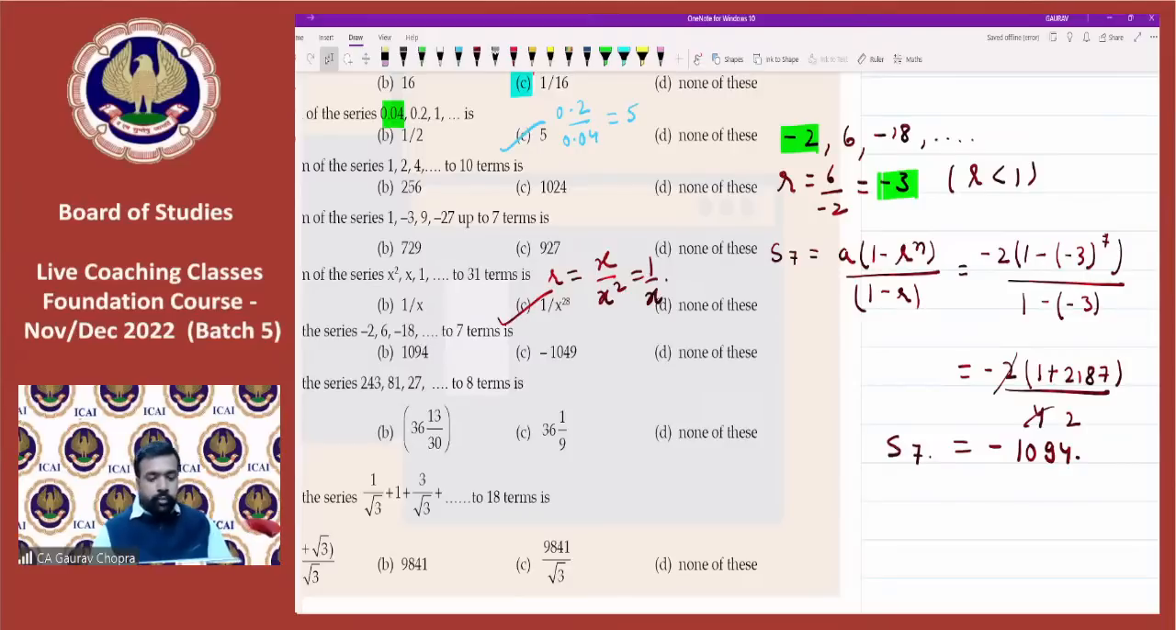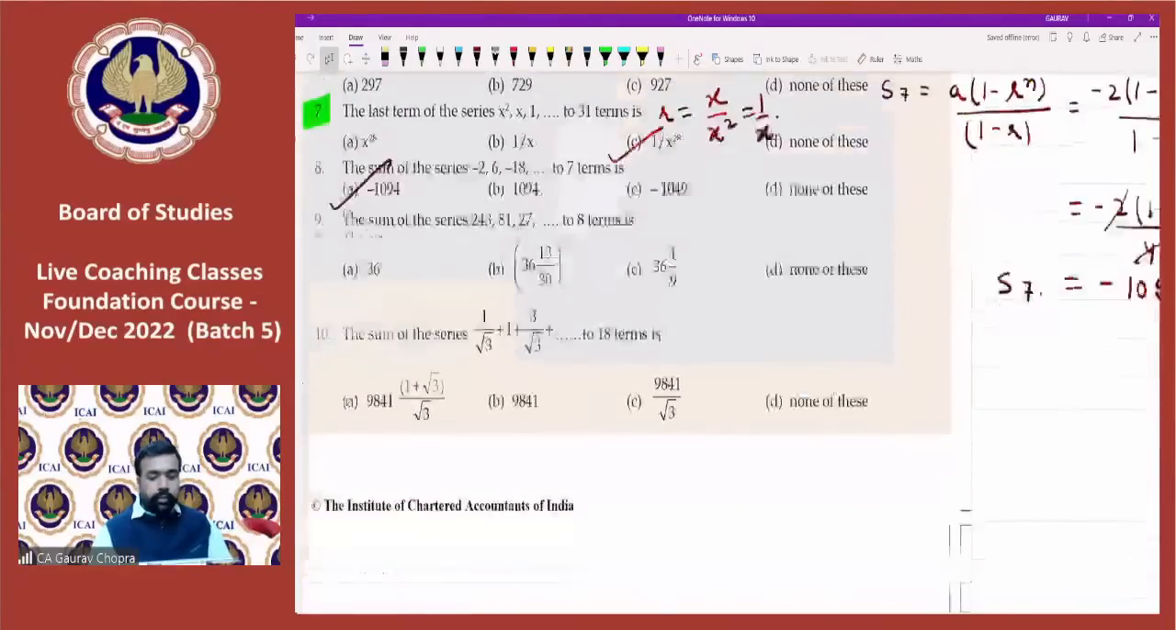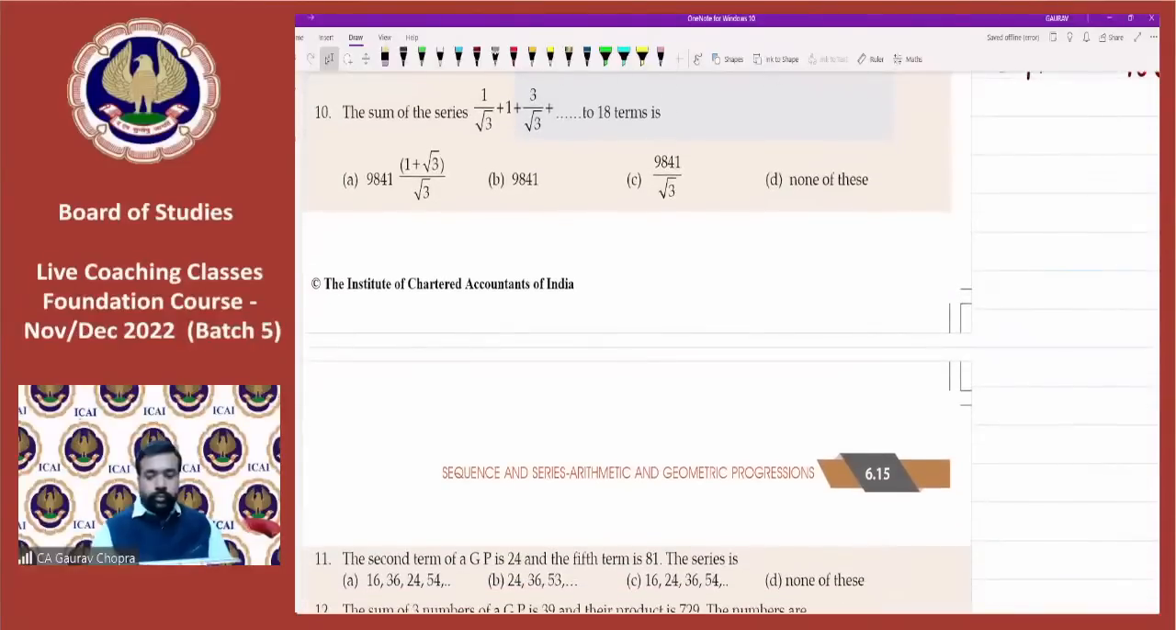Then let us try with the 10th one. Question number 10 we can try. Sum of the series up to 18 terms we have to calculate. Up to 18 terms. You can take your complete 1 minute and then answer. But go for correct answer in one shot.